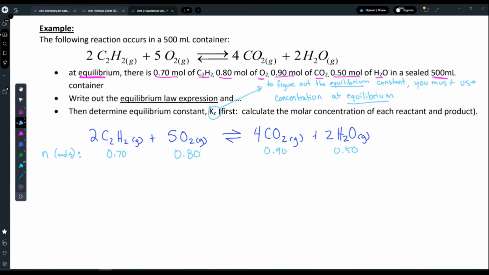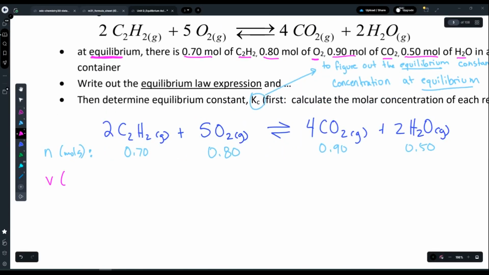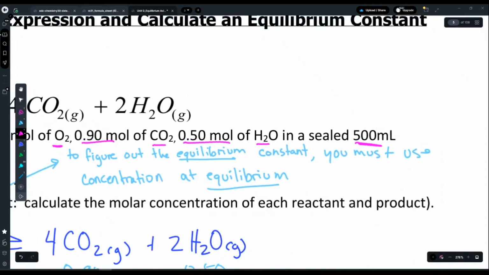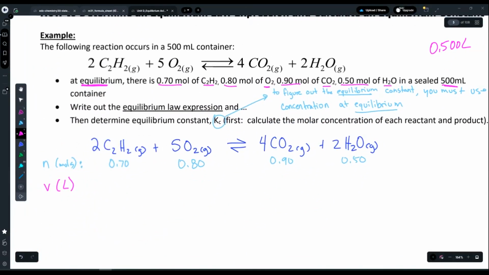Now they told us the volume, so that's important as well. But I'm going to represent volume in liters instead of milliliters. How you convert from milliliters to liters is you divide by 1,000. So that's going to be 0.5 liters. And that's going to be the case for all of these substances because they're all in the same container.